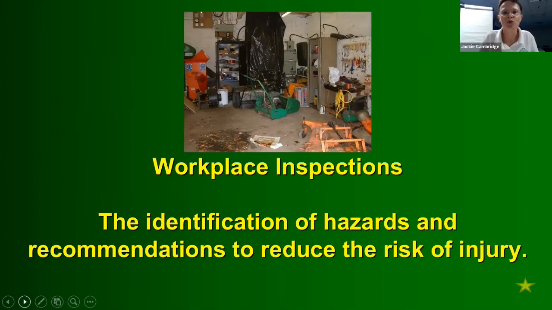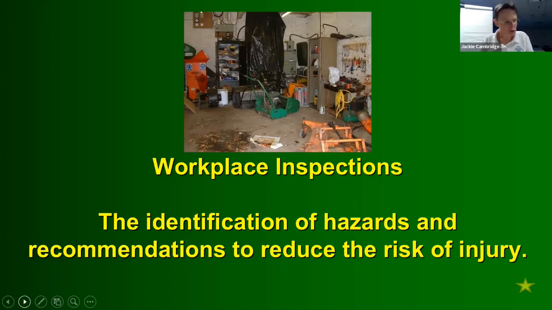So you can see a nice little picture there of some hazards in an area where they were storing equipment for use outdoors. A workplace inspection is the identification of hazards, things with the potential to cause harm, but it's not just about identifying the hazards. We can all do that. A workplace inspection is to identify the hazards and make recommendations to reduce the risk of injury.